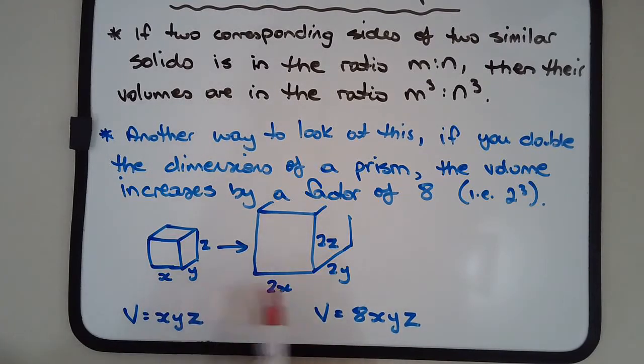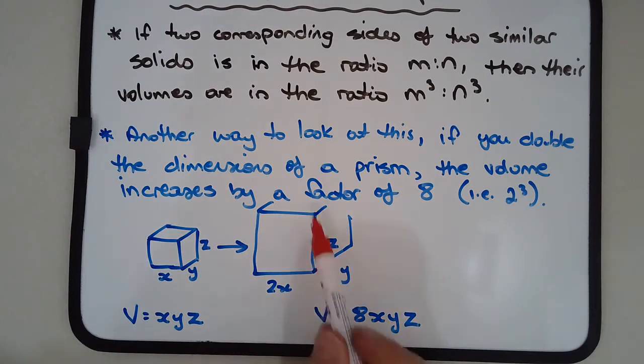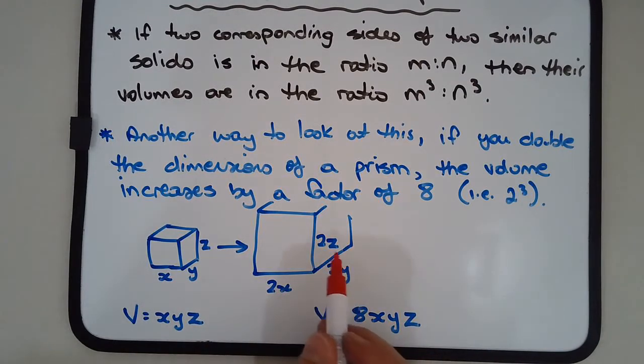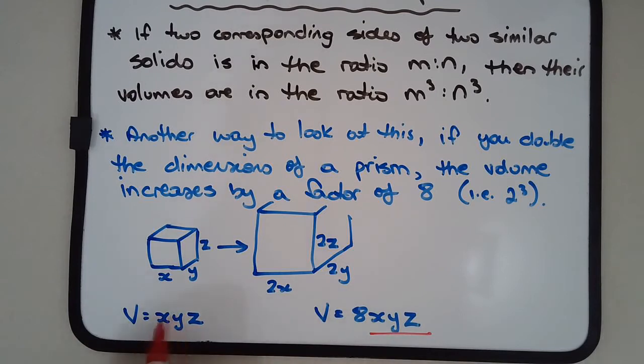So instead of x, we have 2x for the length. We have 2y instead of y for the depth, and 2z for the height instead of z. The volume of the smaller prism is just x times y times z. The volume of the larger prism would be 2x times 2y times 2z, which gives you 8xyz, which is obviously 8 times the volume of the smaller prism.